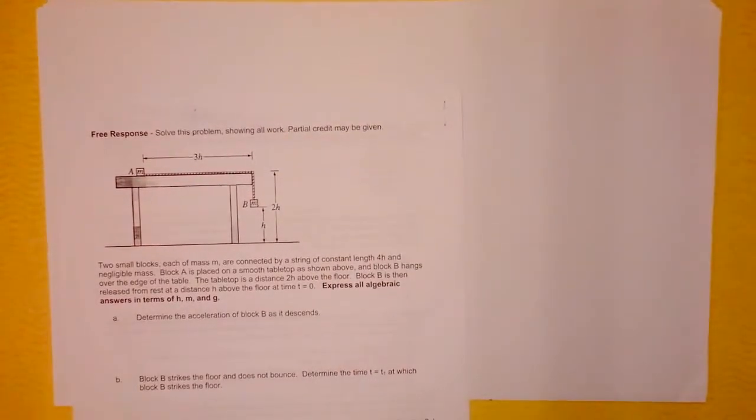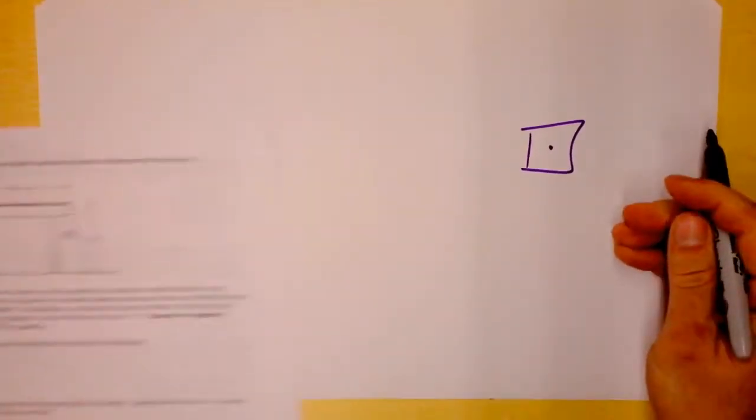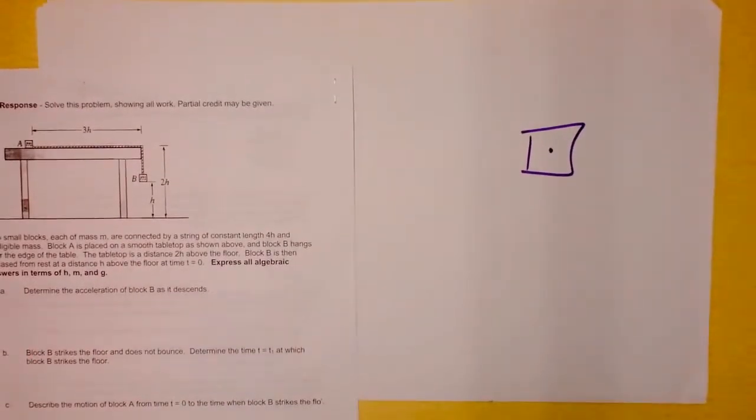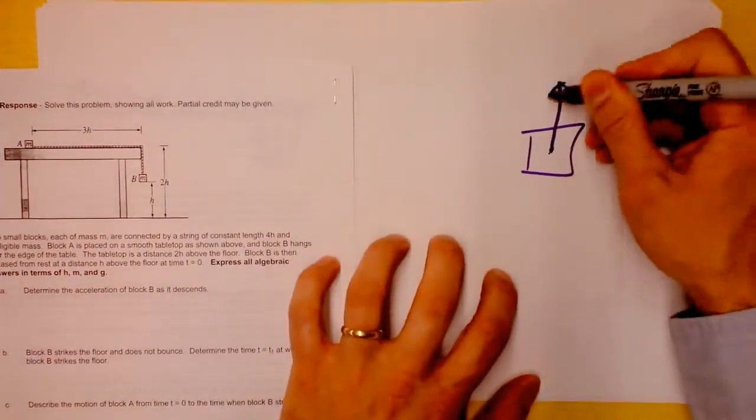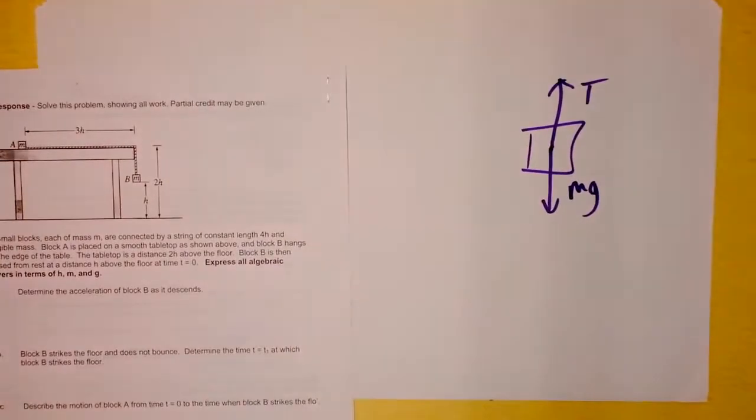Free body diagram. Free body diagram of what? Block B. Okay, so a free body diagram of block B says there are two things on block B. What are they, Sophie? Tension and MG. Which way is tension? Up. Okay, tension is up and MG is down. Question, are they the same length? No. Which one's less? The tension's less.